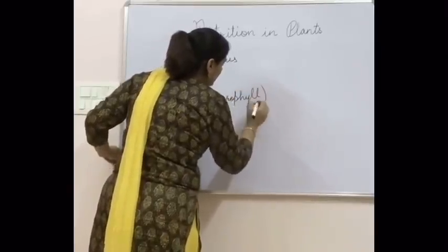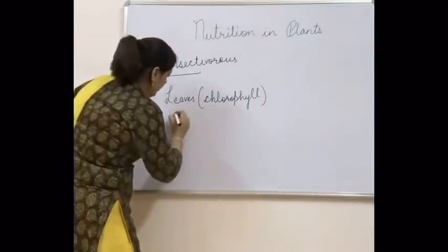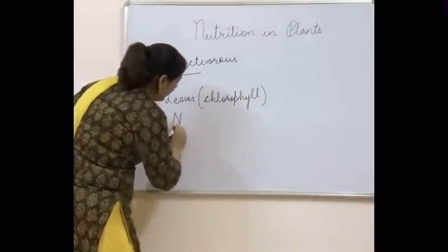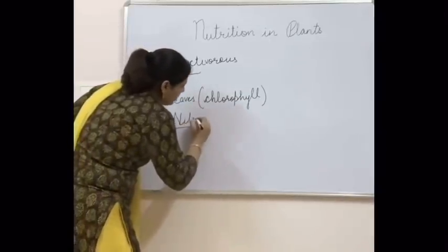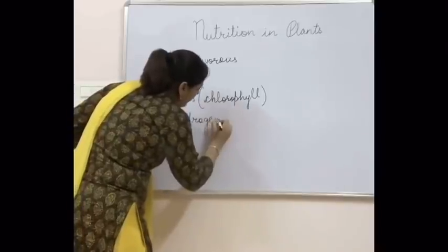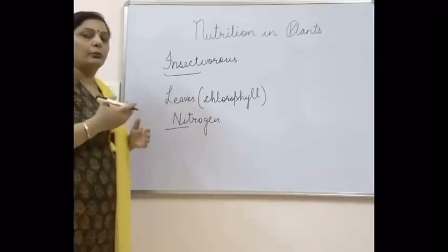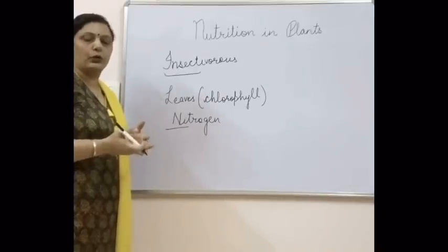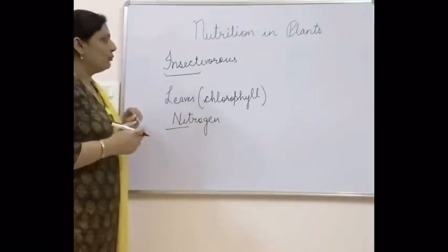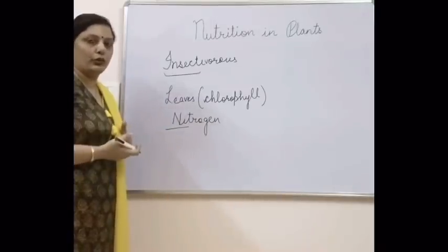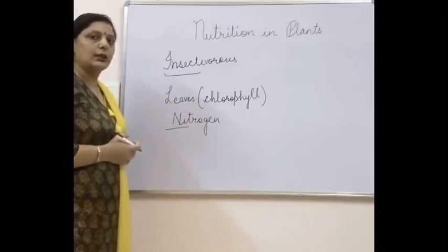But sometimes the plants are not getting a sufficient amount of nitrogen. The symbol for nitrogen is N. So to fulfill that requirement, these plants eat insects, because insects are a rich source of proteins, and proteins are basically made up of nitrogen. So these plants, which have a mode of nutrition in which they eat insects, are called insectivorous plants.